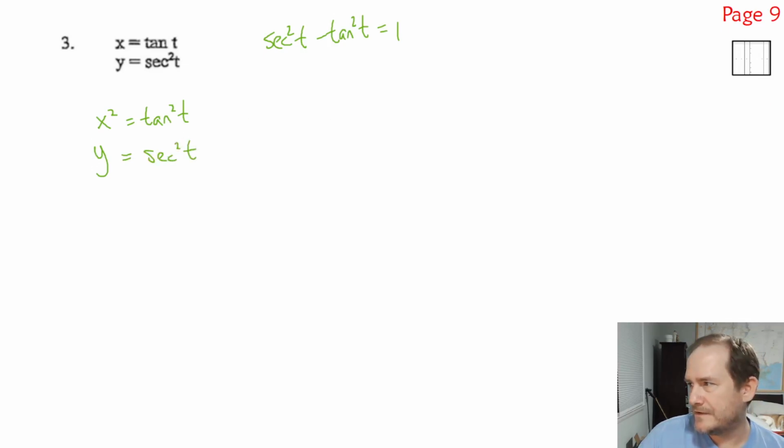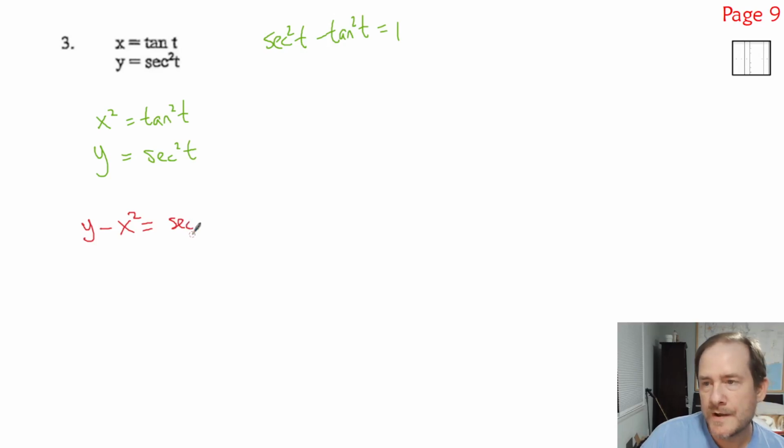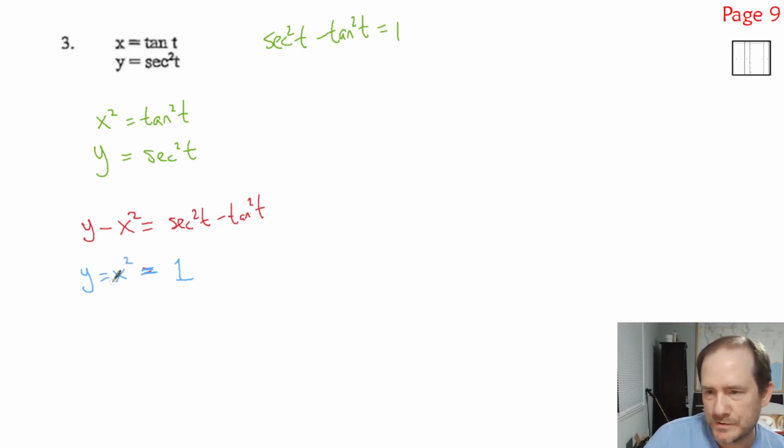Now I'll subtract these equations, but I'll subtract them in the order of y minus x squared equals secant squared t minus tan squared t. I screwed that up, of course, it's x squared. And that's a trig identity that just becomes 1. So by subtracting these things, my parameter is eliminated, and I have y minus x squared equals 1. Geez, I'm not doing so hot. So what do? I would add this to both sides. I would get y equals x squared plus 1.